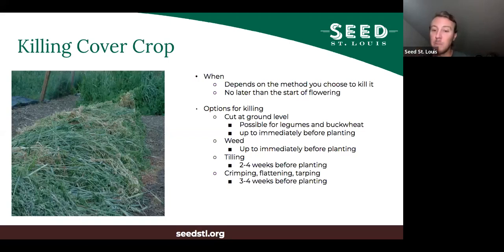You can also do a thing called crimping, flattening, or tarping. It's called a couple of different things. For that, it's kind of the same thing: you need to do it at least 3 to 4 weeks before planting, because it takes about 3 to 4 weeks to make sure that the cover crop is dead.